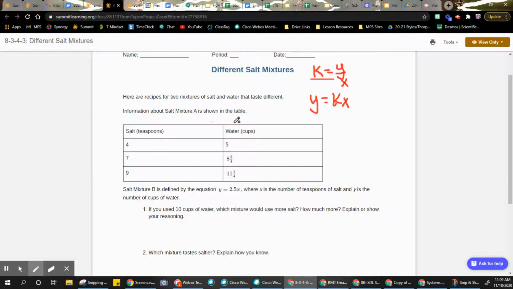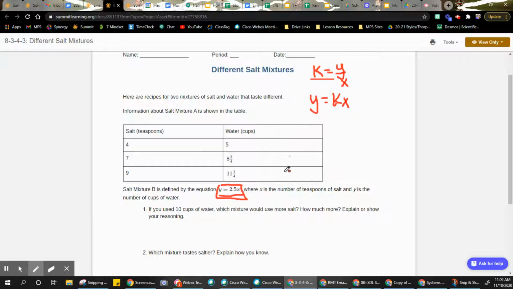So it says information about the salt mixture A is shown in the table. Salt mixture B is defined by the equation y equals 2.5x, where x is the number of teaspoons of salt and y is the number of cups of water. So we have our equation for B, but we don't have our equation for A. So let's find out our equation for A.